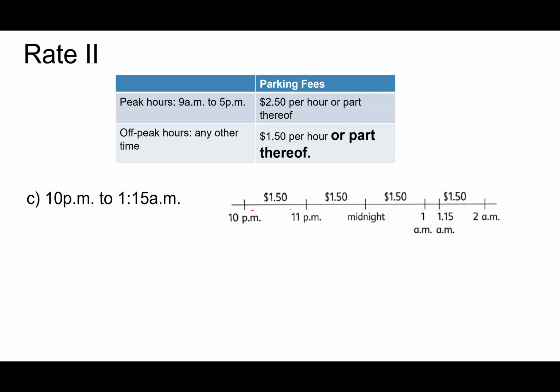He parks from 10 to 11, 11 to midnight, midnight to 1, and then from 1 to 1:15. How much is Mr. Fernando going to owe? First of all, which rate do we use? $2.50 per hour or $1.50 per hour? $1.50 per hour. Okay, so we have 4 times $1.50.